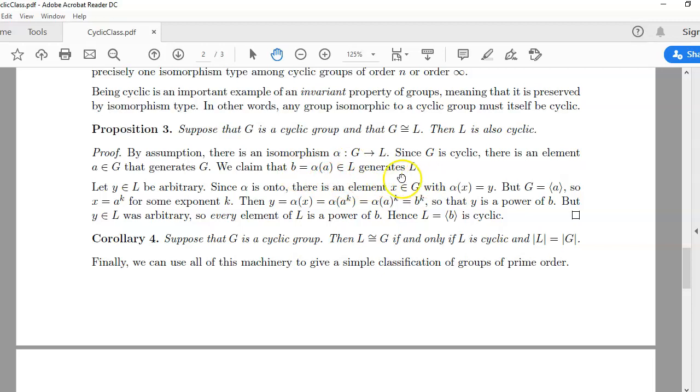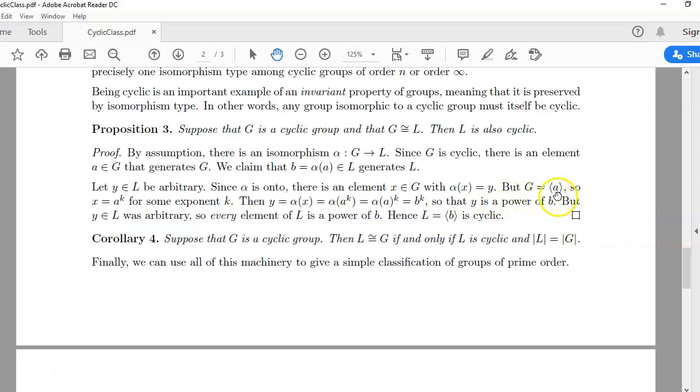So I claim that B generates L. To show that B generates L, I take an arbitrary element of L, call it y, and my job is to show that it is expressible as a power of B. Realize that alpha is onto because it's an isomorphism. So since alpha is onto, there must be an element x in G with alpha of x equals y. That's just the definition of being onto.